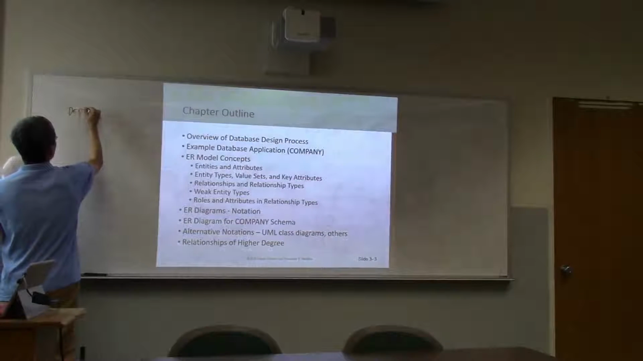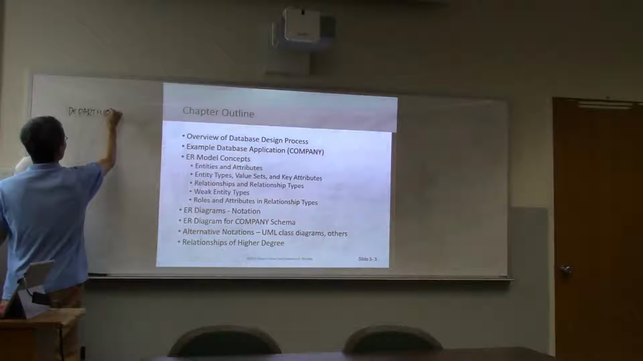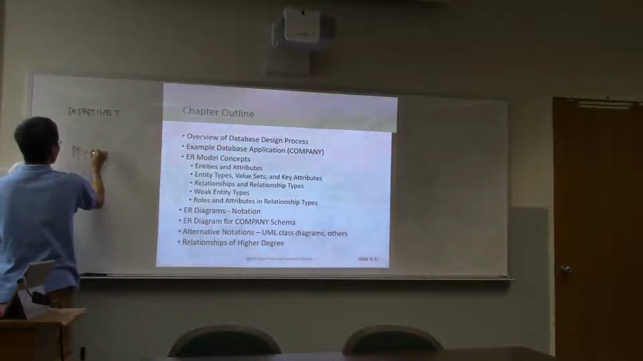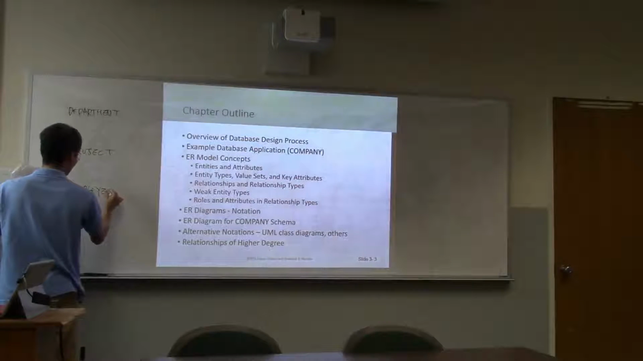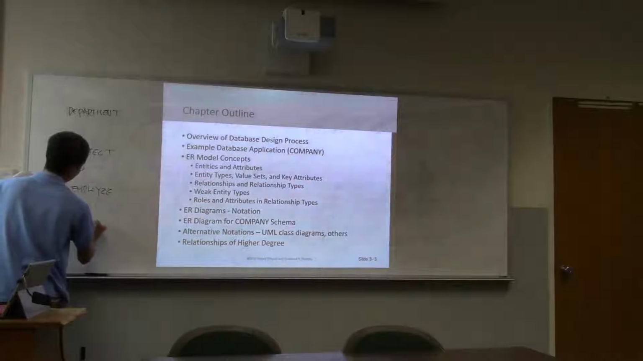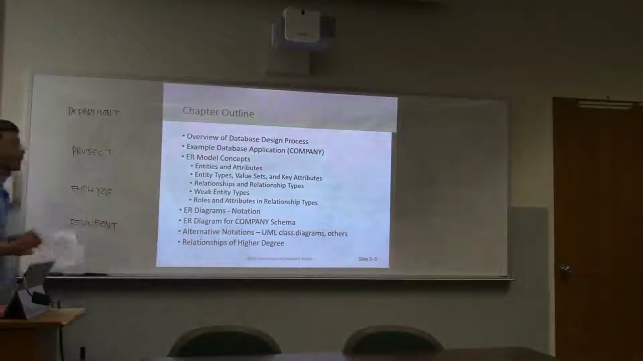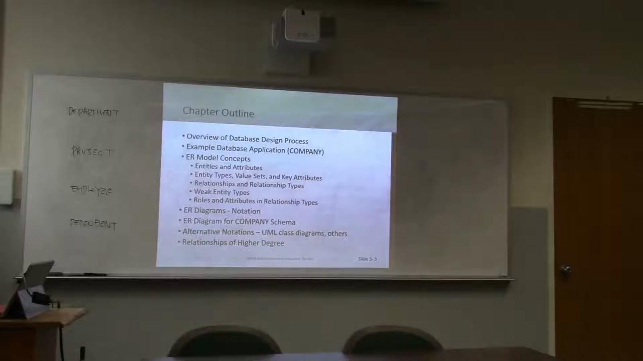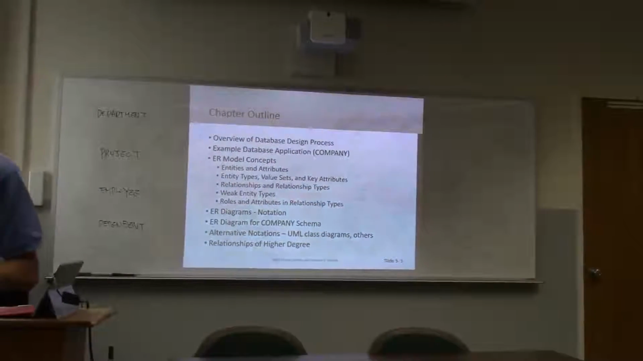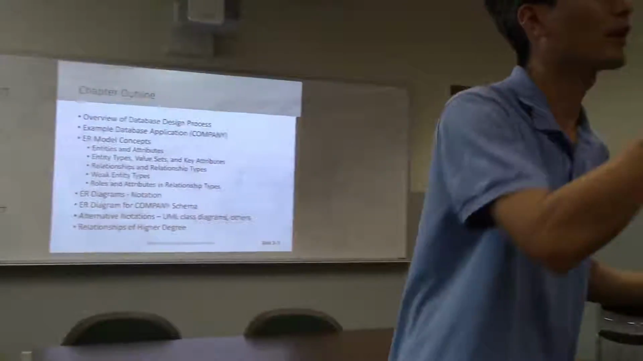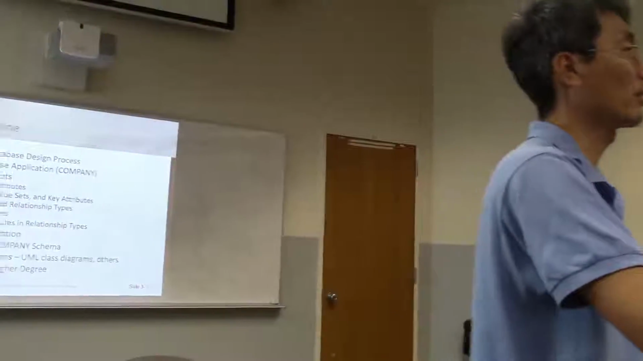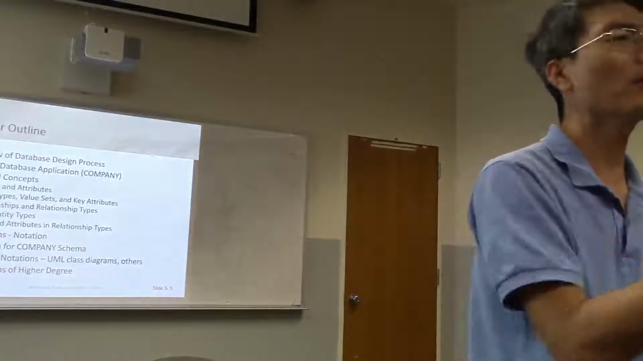Department, project, employee, and dependent. Somebody may be curious: why not company? Company is one entity, it may also be an entity set. However, our goal of this modeling is, from a bunch of information, to find the related, important, and organized data information. Company is just one; it's a database for the ABC company.